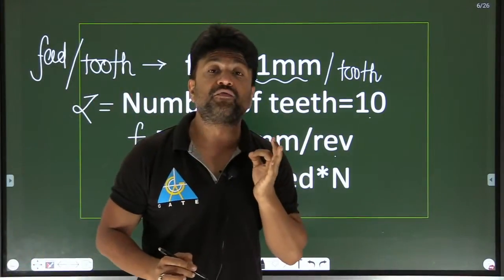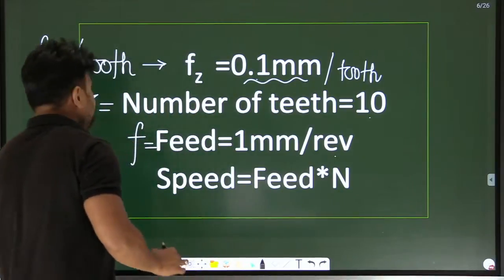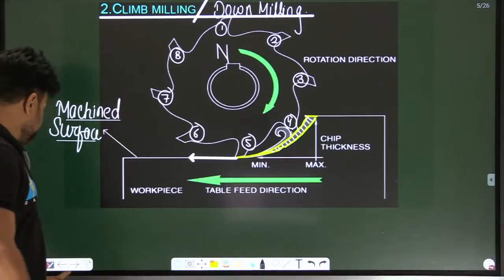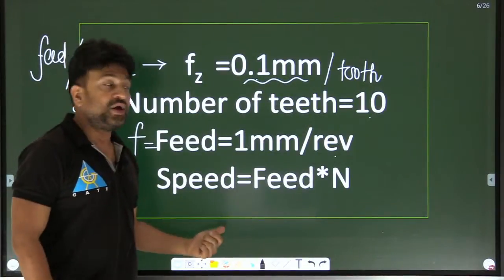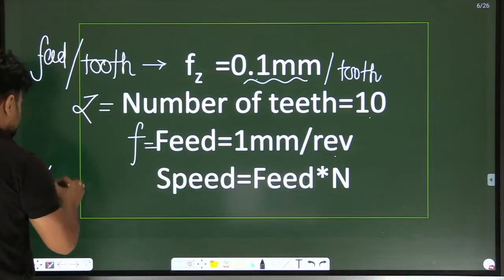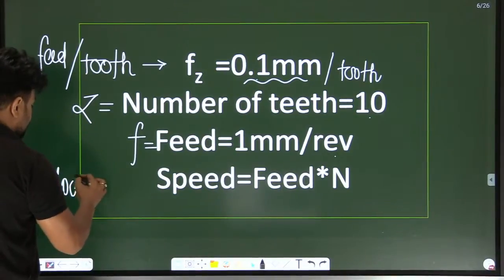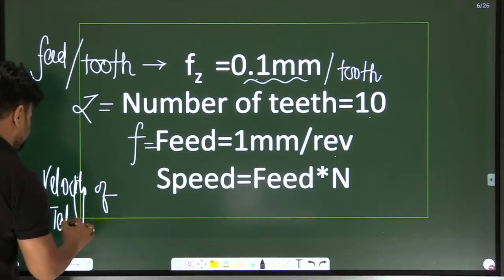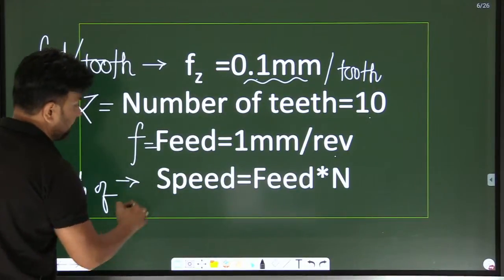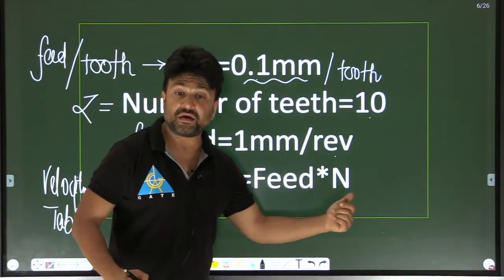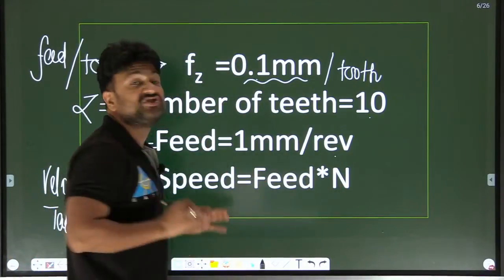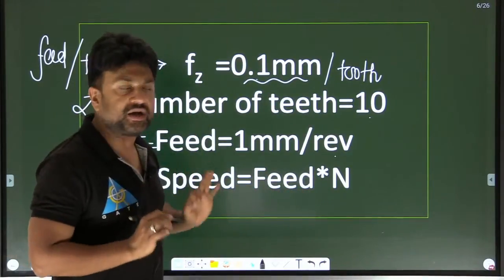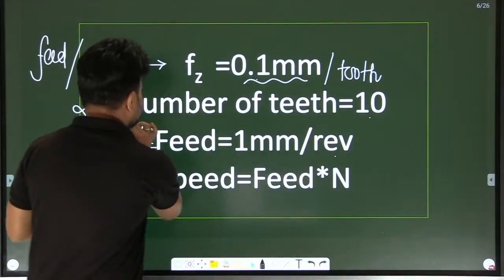Now, what is the velocity of the work table? Suppose the RPM is n, then you have to multiply. You have to find the velocity of the table. That is feed into n. So in the journal, feed is what? 1 mm into RPM. In the journal, you can write that Fz, and the number of teeth is Z.